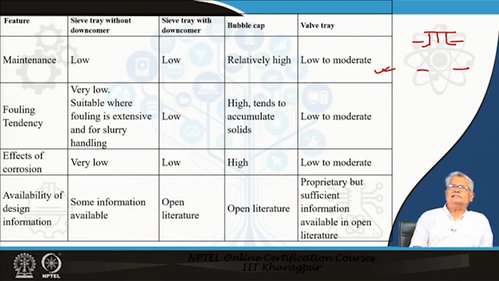The fouling tendency is rather low in case of sieve tray with downcomer, because after all, since the vapor and the liquid traffic both are happening through the same hole, the chance of the hole getting plugged is less in case of sieves.